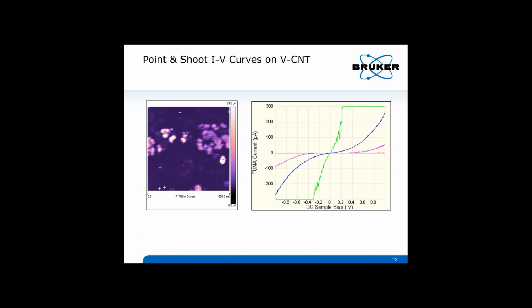Point and shoot IV curve. In addition to the imaging mode, the tuner or CAFM modules also have the capability of measuring local current-voltage (IV) spectra using the spectroscopy mode. In order to obtain the IV spectra, the imaging scan is stopped and the tip is held at a fixed location while the sample bias is ramped up and down.